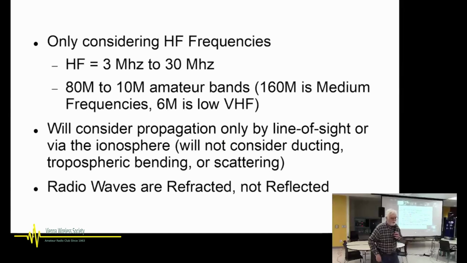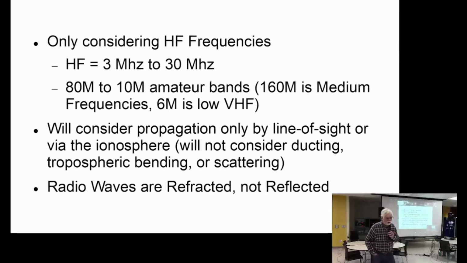I'm only going to consider the HF frequencies, 3 megahertz to 30 megahertz. That's the 80 through 10 meter amateur bands. 160 is medium frequencies and has some really weird things. And the 6 meter band is really low VHF. It's the magic band. You all know that.